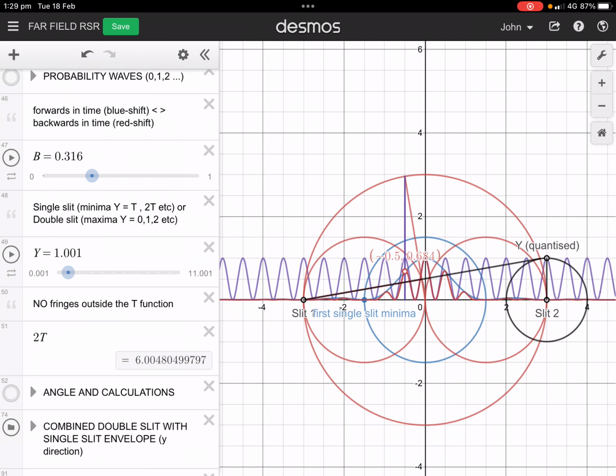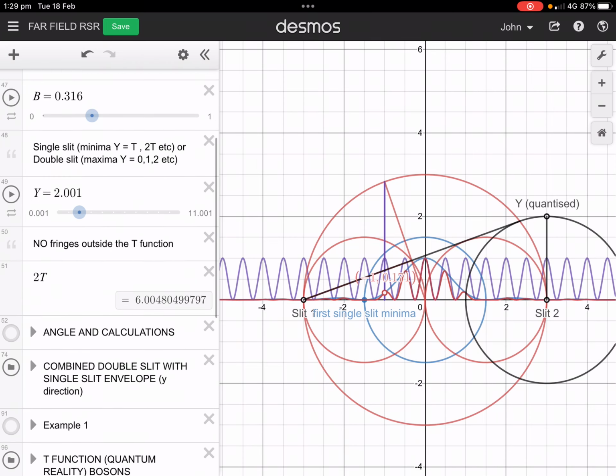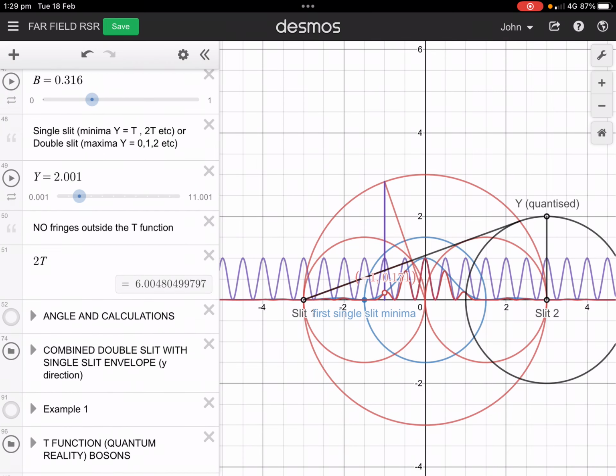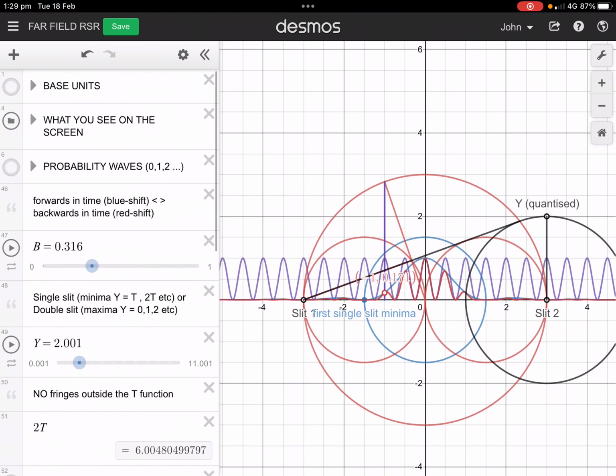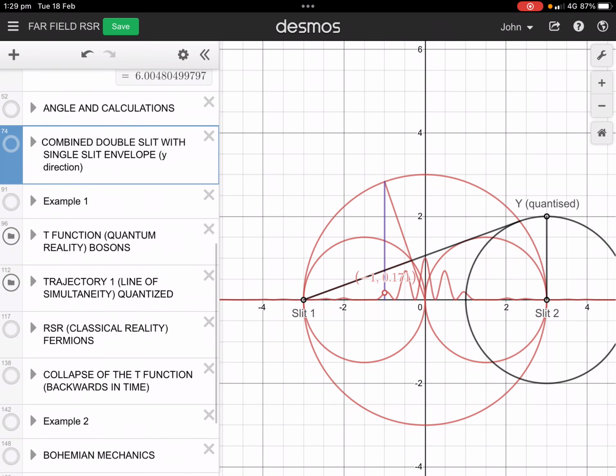Y equals 1, you can see the intensity is 0.684, whereas for m equals 2, or y equals 2 in my case, the intensity is 0.171. And now notice, I'm just going to get rid of that because I don't really require it.